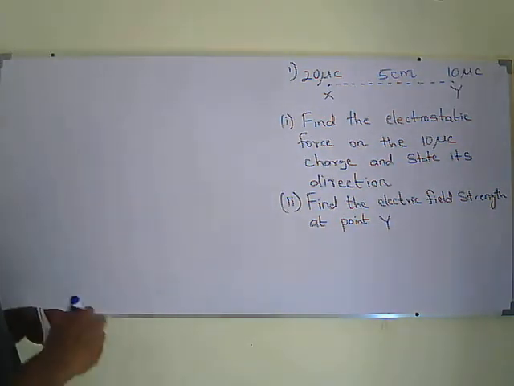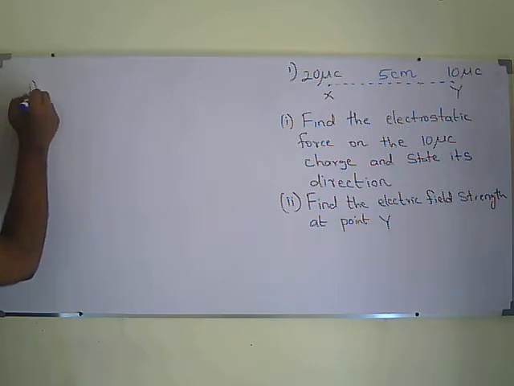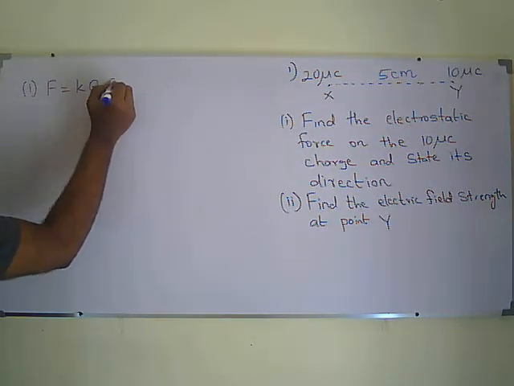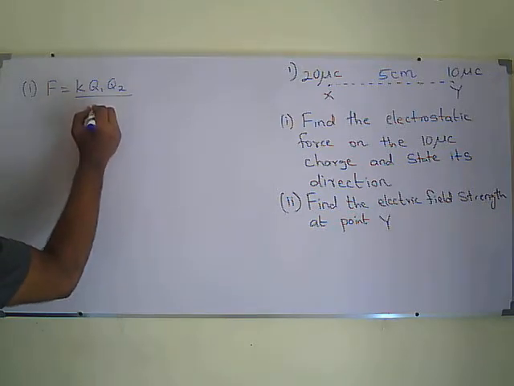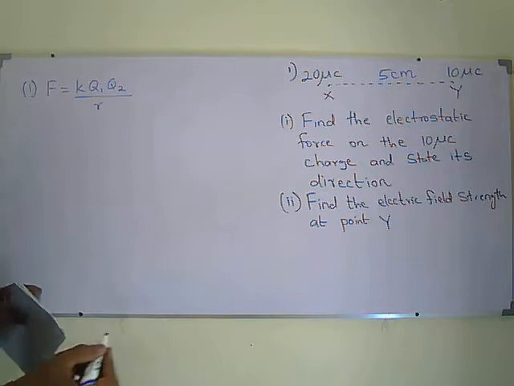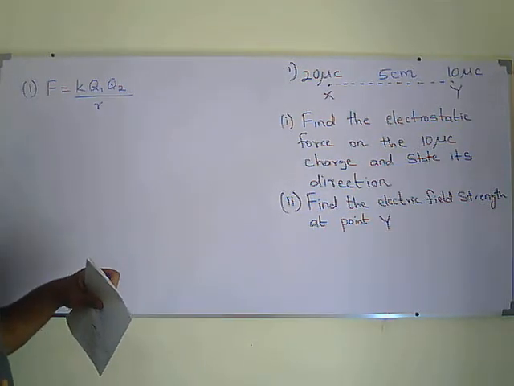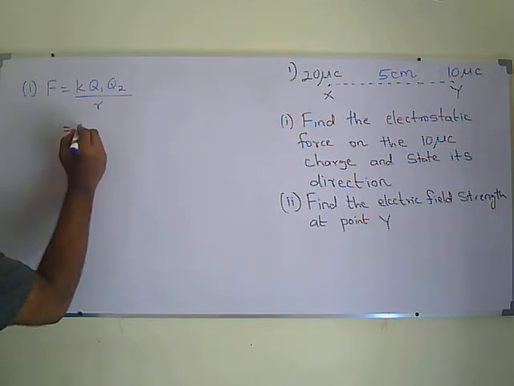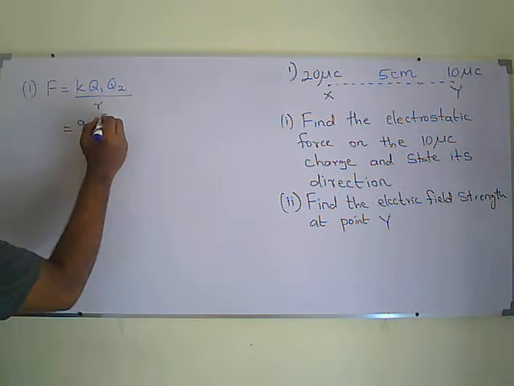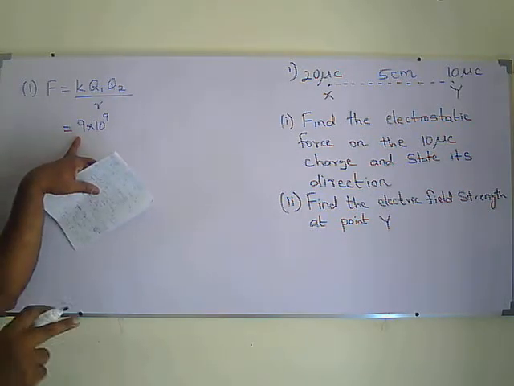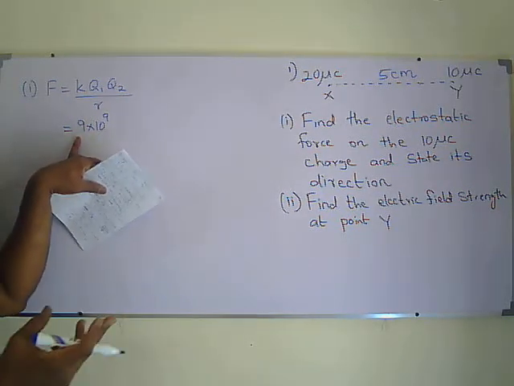You know Coulomb's law, it says F equal K Q1 Q2 over R squared. K is the Coulomb constant, 8.99 times 10 to the power 9, but we can make it 9 times 10 to the power 9, a very close value. In all my questions, I am using 9 times 10 to the power 9 rather than 8.99 times 10 to the power 9.